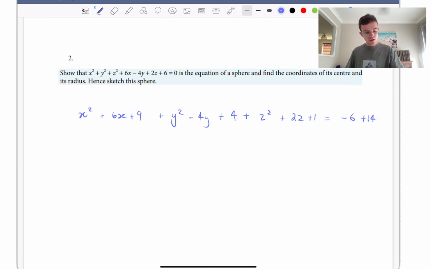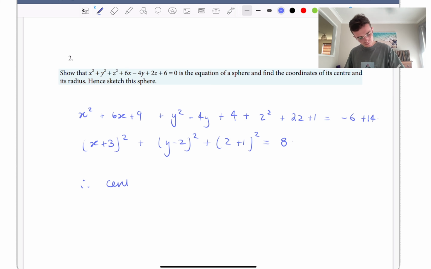Okay, so here we've got a sphere, x plus 3 squared by doing a perfect square factorization, y minus 2 squared plus z plus 1 squared, and that's equal to minus 6 plus 14, which is 8. So therefore, this is a sphere with centre minus 3, 2, minus 1, and radius the square root of 8, which is 2 root 2.